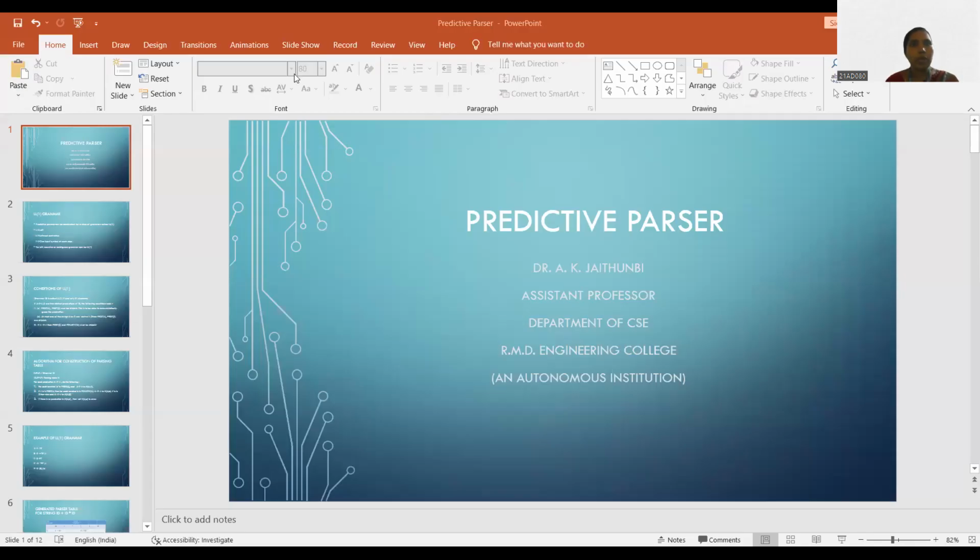Good morning, students. So we have seen in the previous class about the phases of the compiler and the various tools. Now today let us see predictive parser. So let me go for the slideshow.